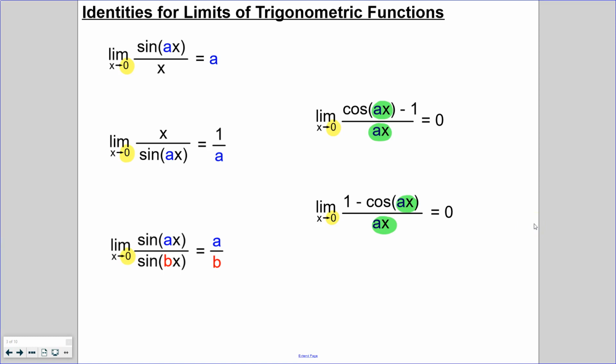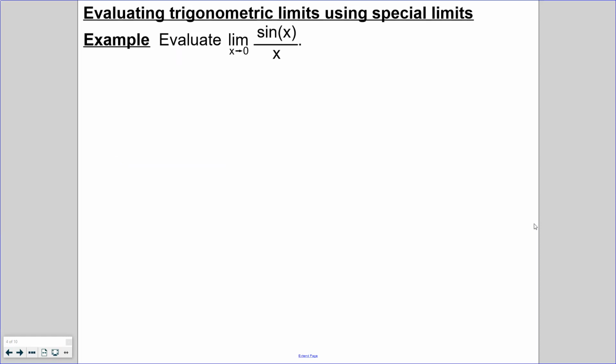So a lot of these identities have to deal with the coefficient of the expression inside the trig function. And also the limit has to approach 0 for all of these to be true. Alright, so now that we have these identities, let's go back and try to evaluate that first limit.